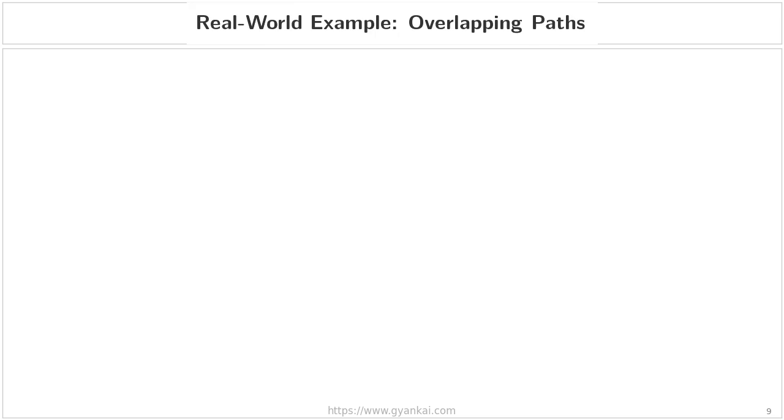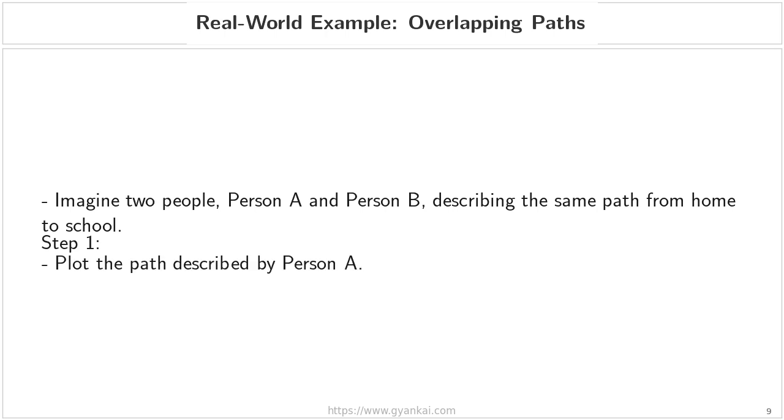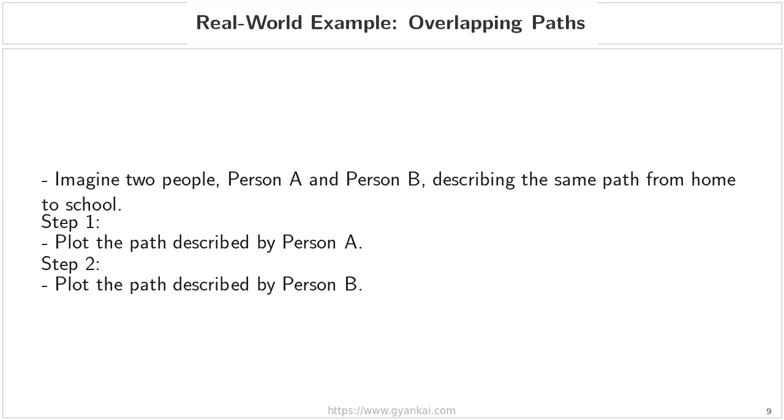Real-world example: overlapping paths. Imagine two people, person A and person B, are both describing the exact same path they take from home to school. In step 1, we plot the path described by person A on our coordinate plane as a straight line. In step 2, we plot the path described by person B.